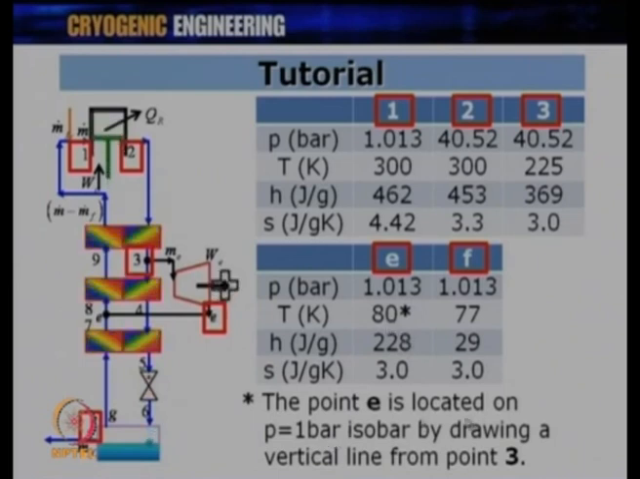So, the point E is located on the P equal to 1 bar isobar line by drawing a vertical line from point 3, and this has to be taken graphically from a TS diagram. The pressure at this point is going to be the low pressure line, because this is a return stream. The point F happens to be the boiling point of nitrogen, which is 77 Kelvin. So, F is where you collect the liquid, from where you get the yield value.